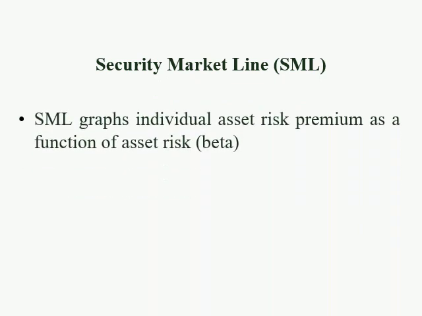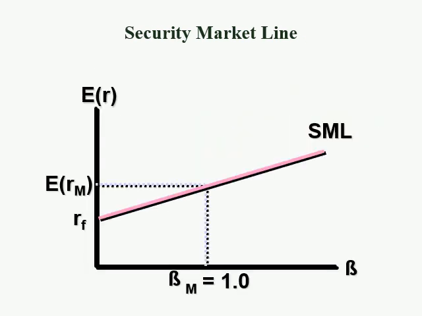Security market line, SML, graphs individual asset risk premium as a function of asset risk beta. Here is a security market line. And what is the difference between the security market line and the capital market line? In the capital market line, the relation is between expected return and the standard deviation sigma. But with the security market line, we will see the relation between expected return and beta, the systematic risk of the securities.